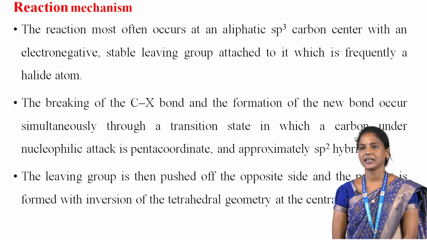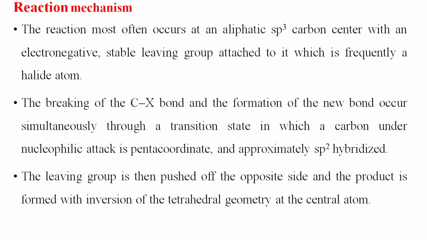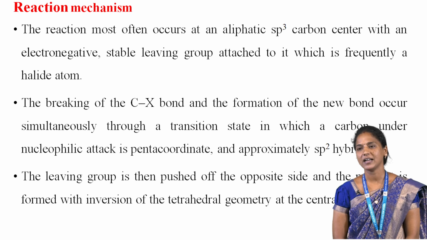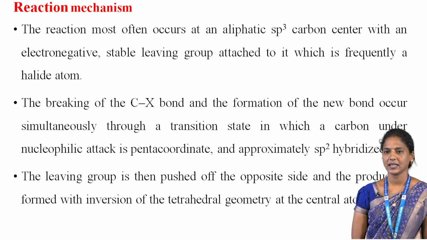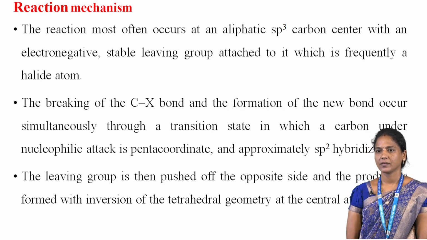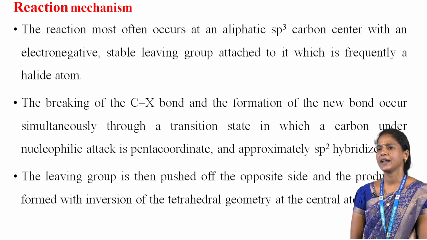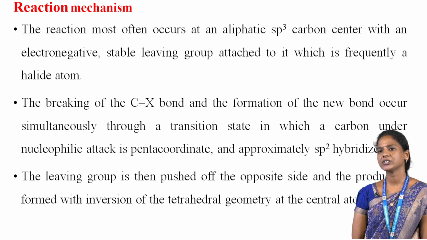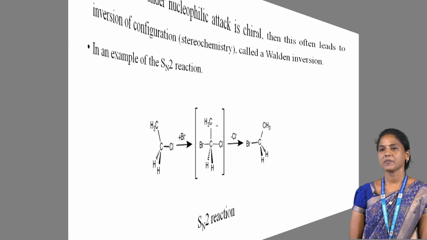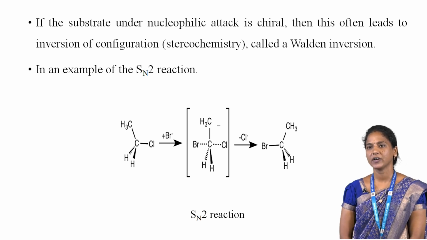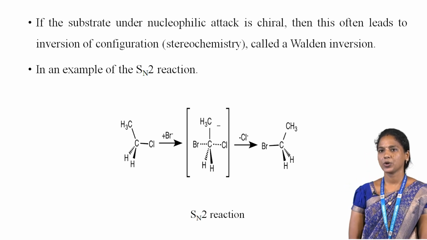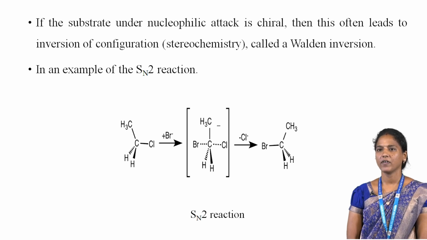The nucleophile attacks the carbon at 180 degrees to the leaving group, since this provides the best overlap between the nucleophile's lone pair and the C-X sigma star antibonding orbital. Next, the leaving group is pushed out on the opposite side and the product is formed with inversion of tetrahedral geometry at the center atom. If the substrate under nucleophilic attack is chiral, then this often leads to inversion of configuration. This is stereochemistry. It is also called the Walden inversion.